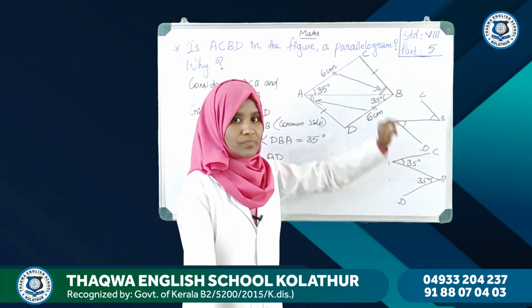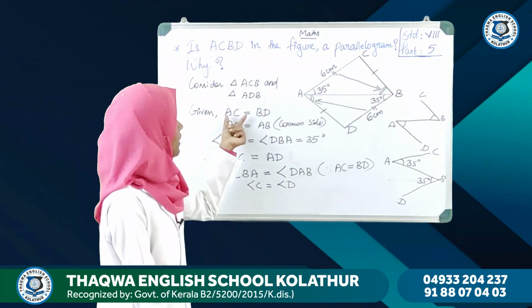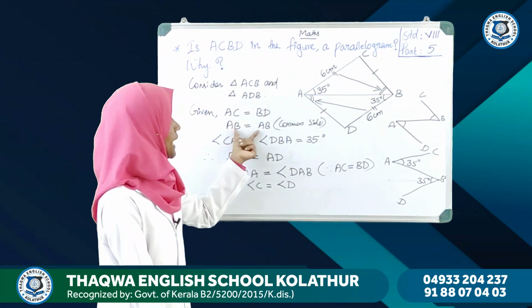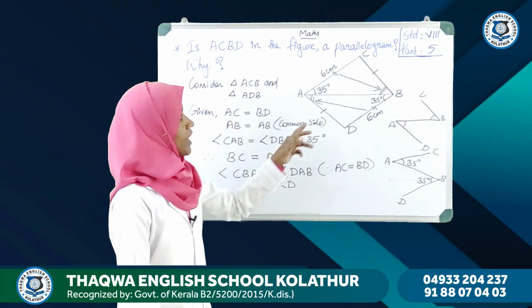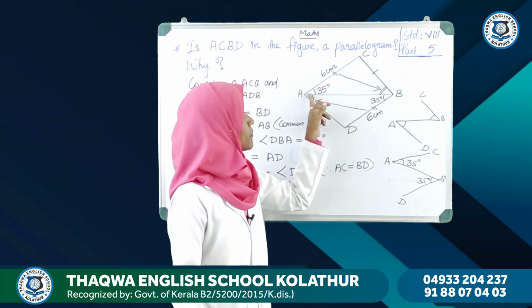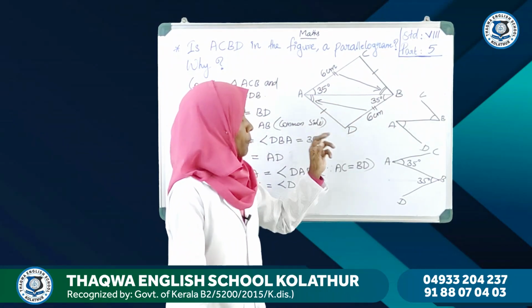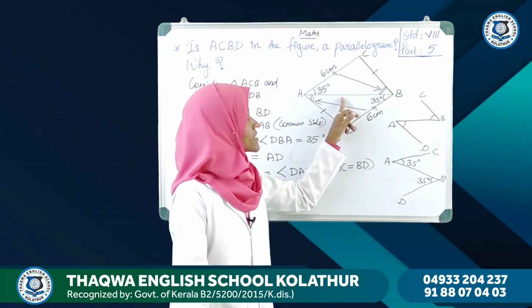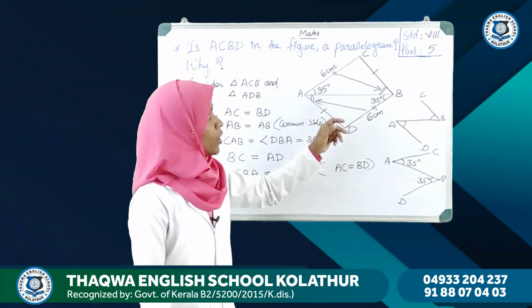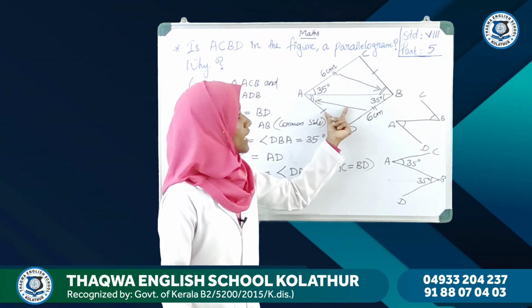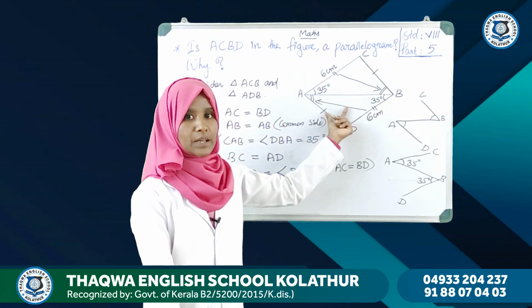Okay, in your question AC equals BD, AB is the common side, and you have been given angle CAB as 35 degrees and angle DBA as 35 degrees. So the two sides and the angle made by them of triangle ACB and triangle ABD are equal.